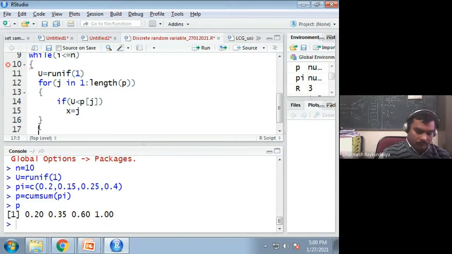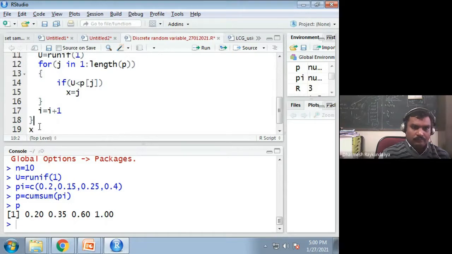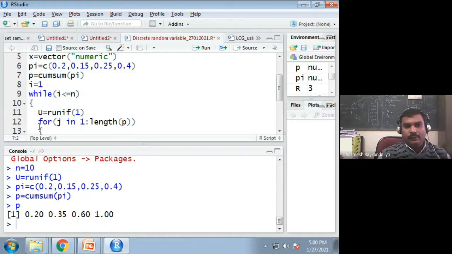Then i is equal to i plus 1. This while loop is over, and we'll print x. What happened? I have calculated the cumulative sum here. Now i equals 1. Is 1 less than or equal to 10? Yes. I will generate one uniform random number.